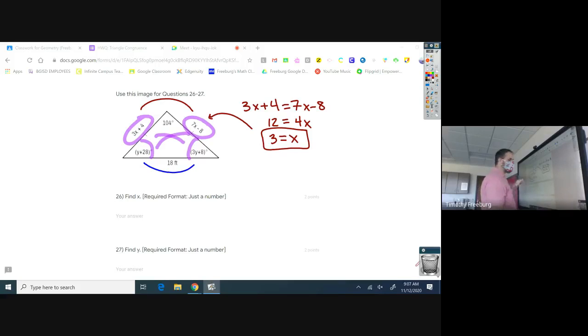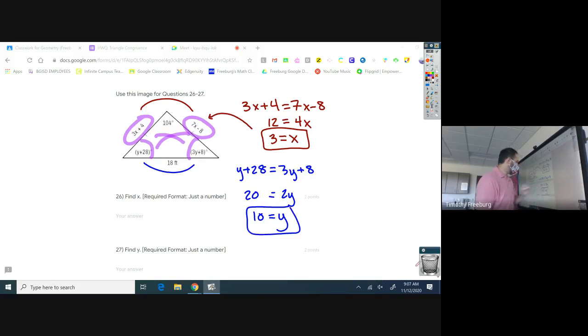All right, let's look at our base angles. Base angles are also congruent. So we know that this y plus 28 is equal to 3y plus 8. Get the variables on the same side. So 2y, subtract the 8 over, so 20. Divide both sides by 2, so our 10 is equal to our y value.